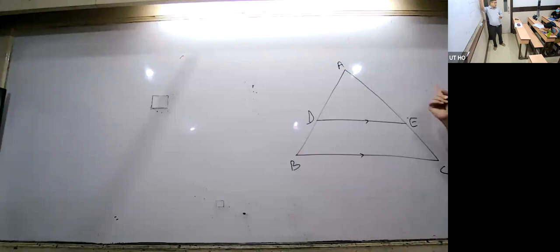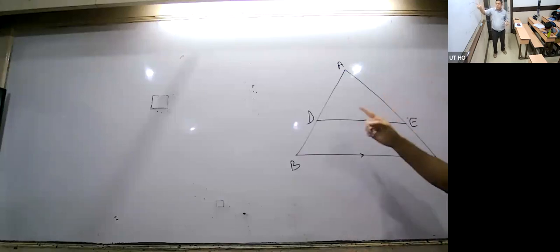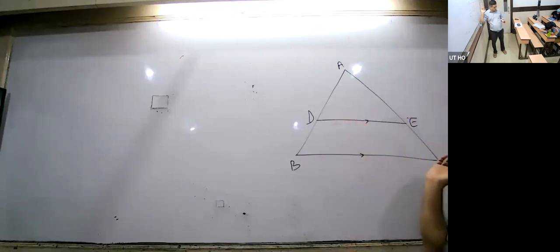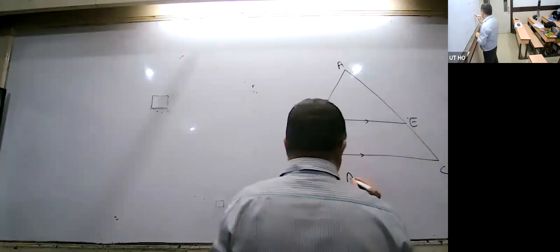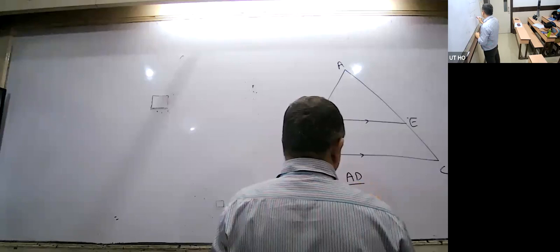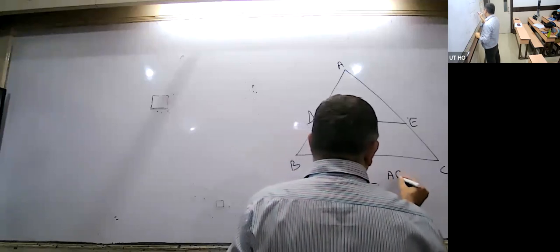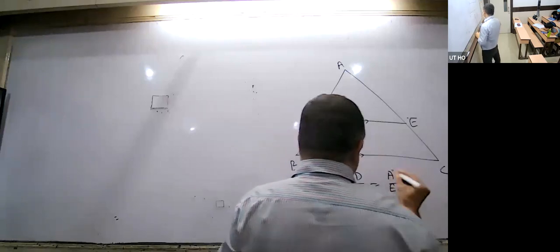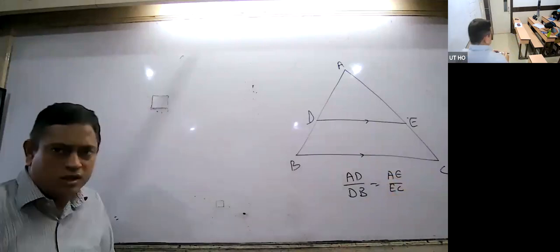First you will draw the figure, then you will write given. Given is what? In triangle ABC, DE is parallel to BC. Intersecting and all is not required. Okay. Then to prove, what do we have to prove? AD divided by DB is equal to AE divided by EC. Okay, this is the condition.